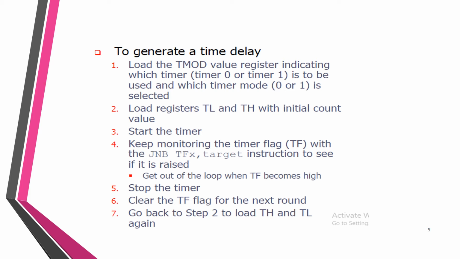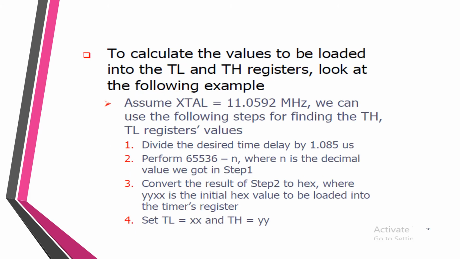So you have to give the relative address and you have to repeat that, to see whether the flag is raised. This instruction, JNB TFx, target, will be used as a part of your program. Get out of the loop when TF becomes high, stop the timer, and clear the TF flag for the next round. Then go back once again to load the values in TL and TH and continue the process. So this is the mechanism. One by one you have to follow this, and only then can you program.